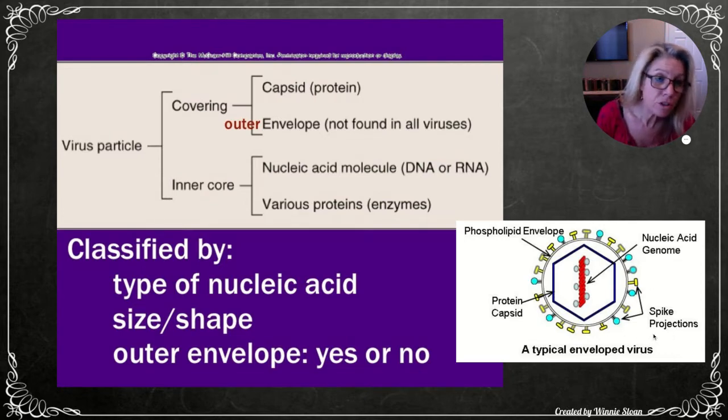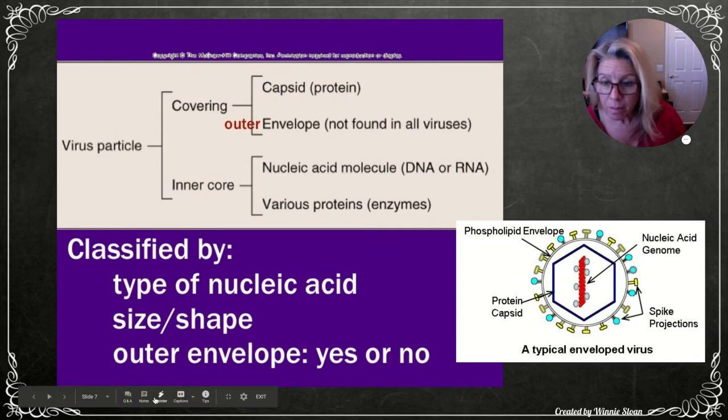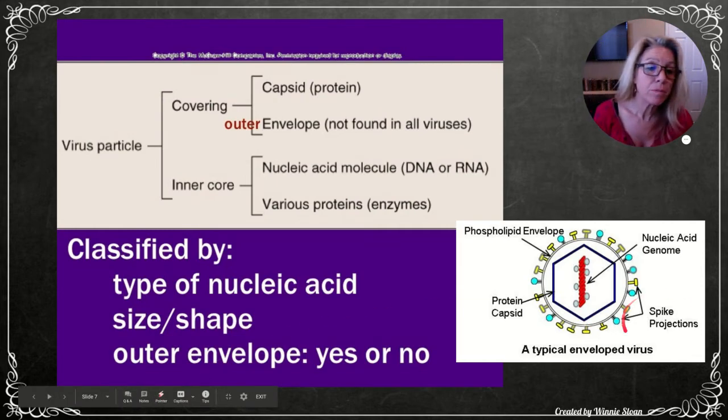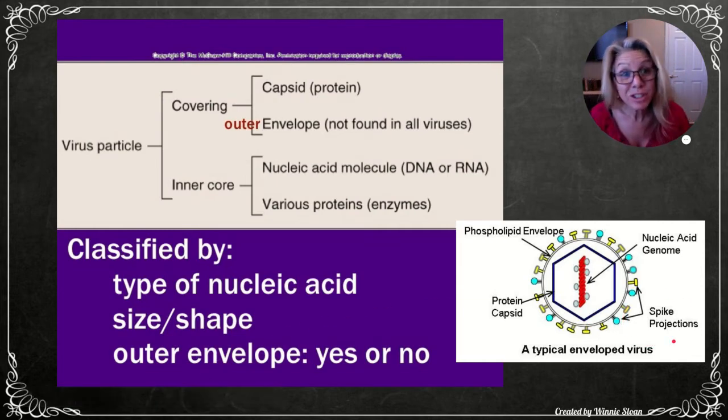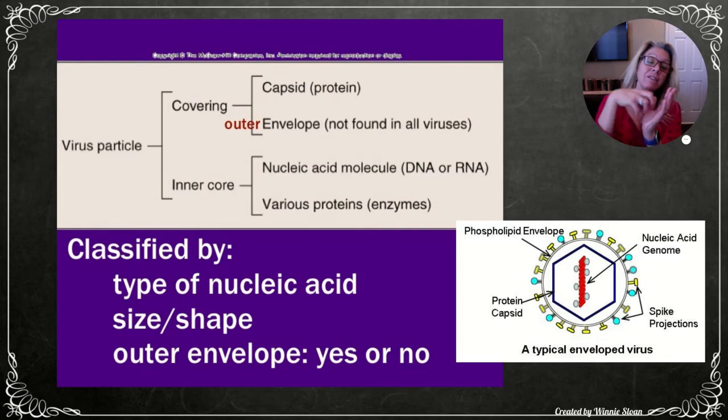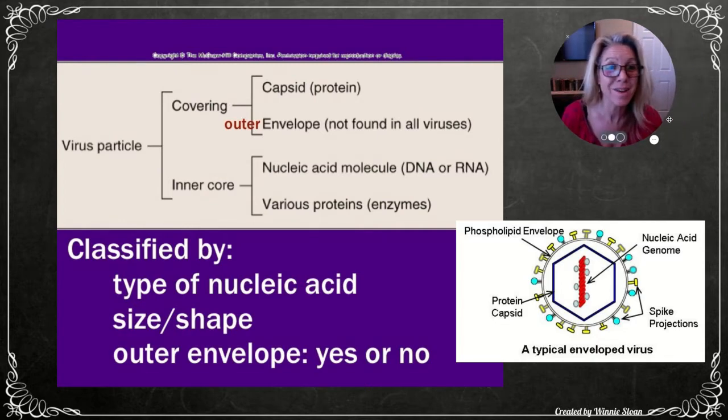Now on this envelope, do you see where it says spike projections? These spike projections can help them gain access to our cells. Because what do we have outside of our cells? What do we call those? Receptors, right? So it basically gives them the ability to dock into our cells and turn them on.